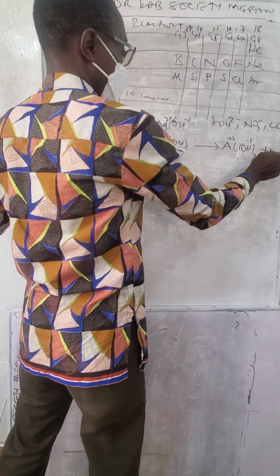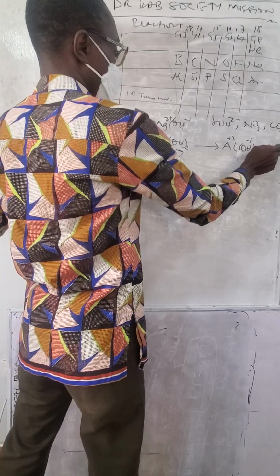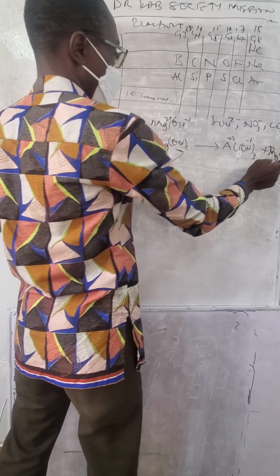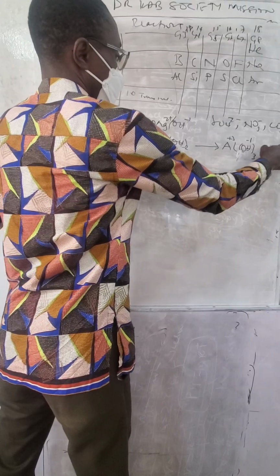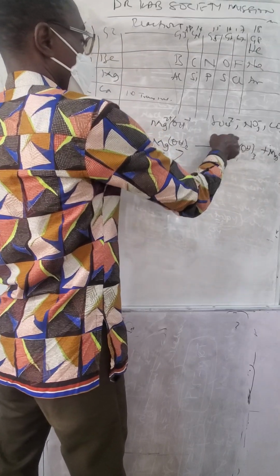Now let's react chloride and magnesium. So I have magnesium, chloride. Magnesium is 2 plus, chloride is minus 1. So I just cross them, 1 here, 2 here. So when you finish, you clean this one.